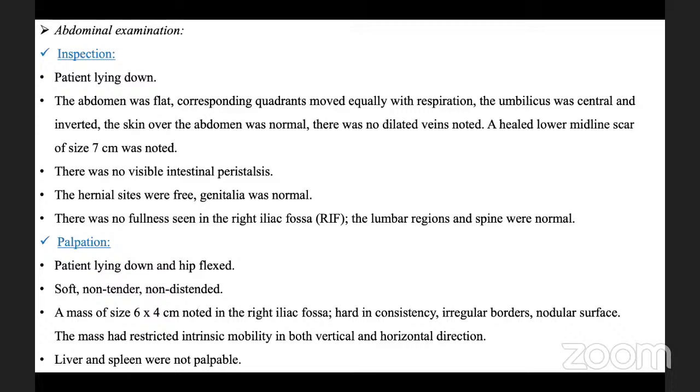The genitalia was normal. There was no fullness in the right iliac fossa or any lumbar region, and the spines were normal. On palpation, with hip flexed, the abdomen was soft, non-tender, and not distended. A mass of size 6 cross 4 centimeter was noted in the right iliac fossa, which was hard in consistency, with irregular borders and a nodular surface. The mass had restricted intrinsic mobility in both vertical and horizontal directions. Her liver and spleen were not palpable.